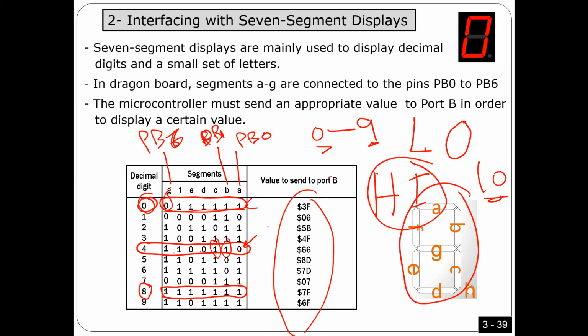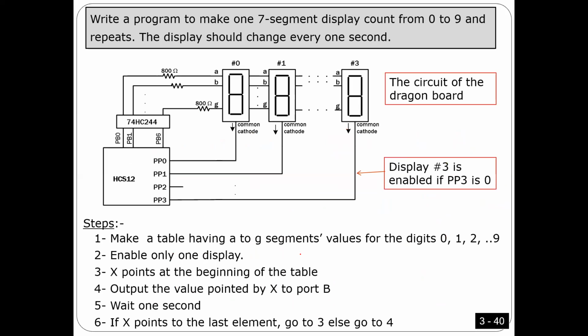I'm teaching how you can display number 0, so that if you want to make something like the letter H, it's the same thing. You have to know which segments you have to turn on, so you have to come up with a code and then send it to port B. Okay. Now I'm going to come to the program, guys. I'm going to show you how.